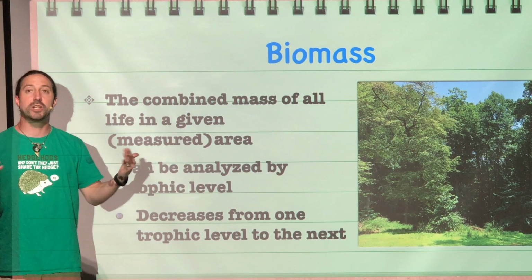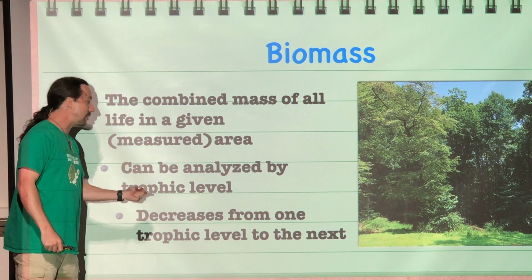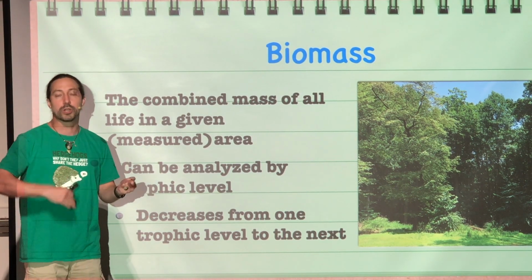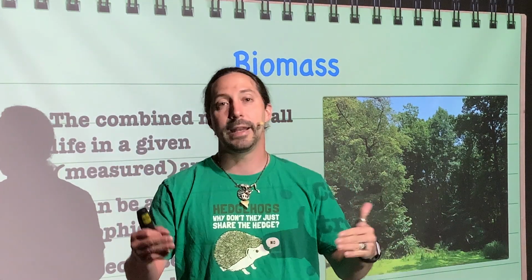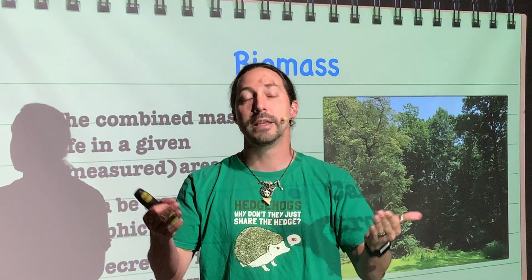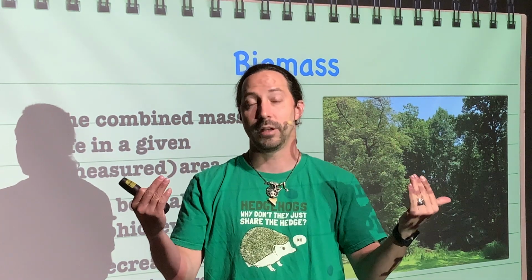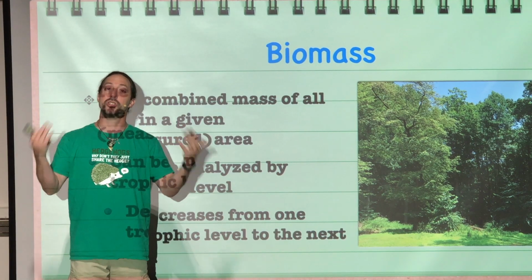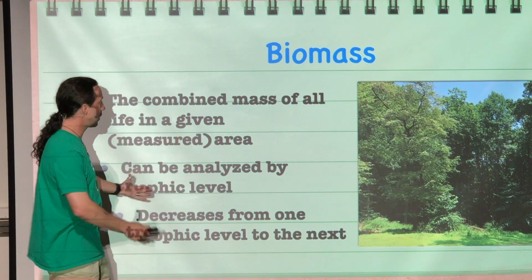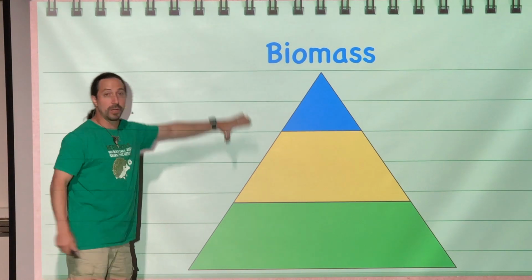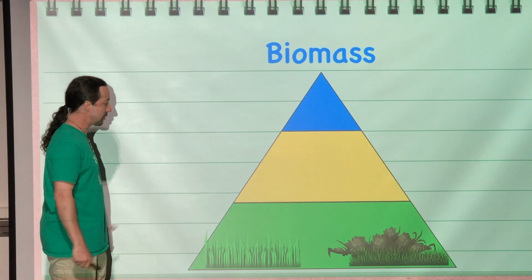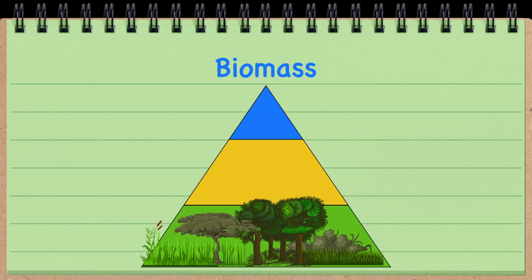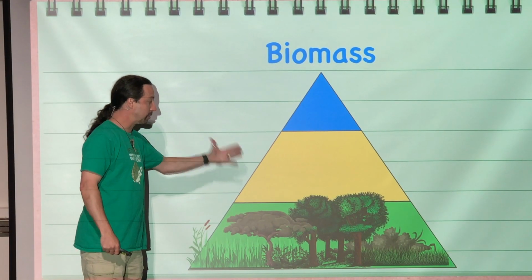And the first trend that we should notice is that biomass decreases as we move from one trophic level to the next. There is less biomass in the secondary consumer level than there is in the primary consumer level. And there's less biomass in the primary consumer level than there is in the primary producer level. So we look at it a lot of times like a pyramid. And at the base of our pyramid, this would be the primary producers, where we are going to have all of the different plant life that is able to perform photosynthesis. Those are going to be our primary producers.